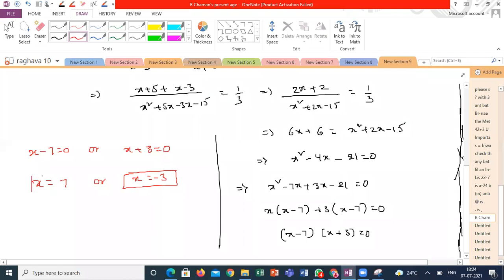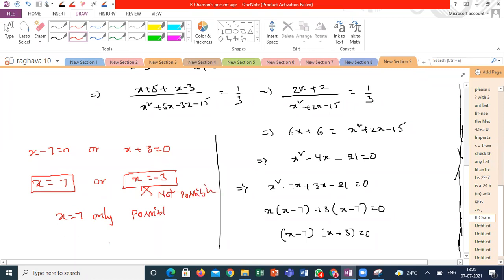There are two answers in front of you. You have to judge which is the possible answer. x is equal to 7 is the only possible one, and age is not negative, so minus 3 is not possible. Mention both things. So x is 7 is possible.